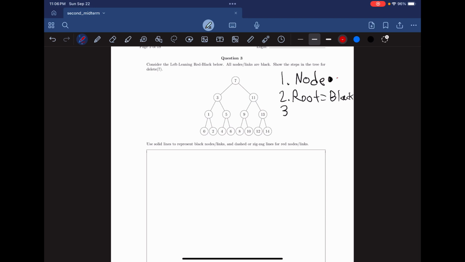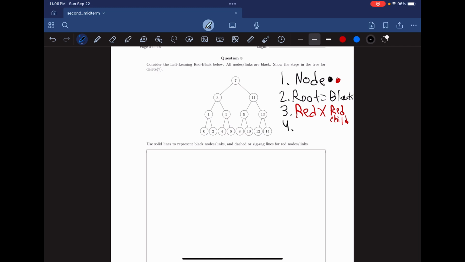I'm going to try to make a little image representation for each of these. So, next property we have is the red property, and the red property is that red nodes, so I'm going to write this in red. Red nodes cannot have red children. Red nodes have to have black children, or no children.